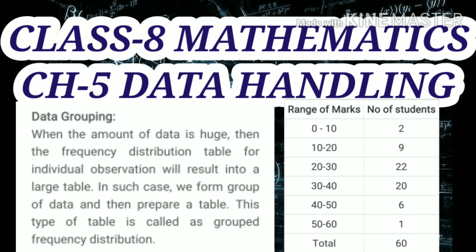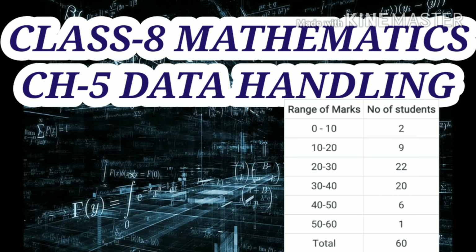Children, today we will discuss grouping of data under the topic data handling. When the amount of data is huge, the frequency distribution table for individual observations will result in a large table. In such a case, we form groups of data and then prepare a table. This type of table is called a grouped frequency table, as you can see in the table given here.